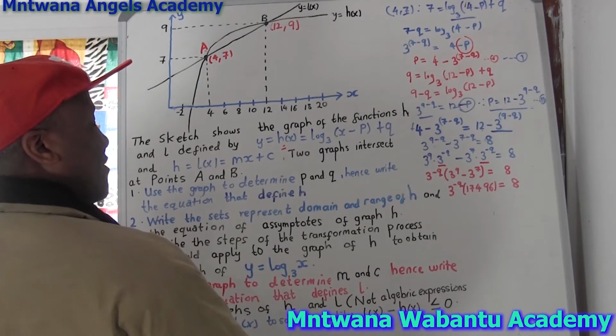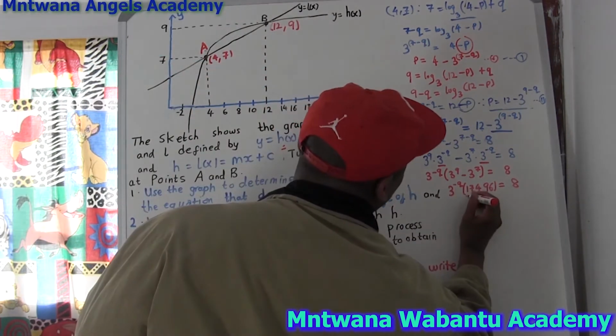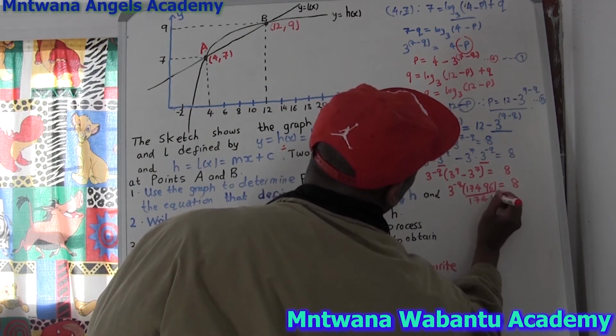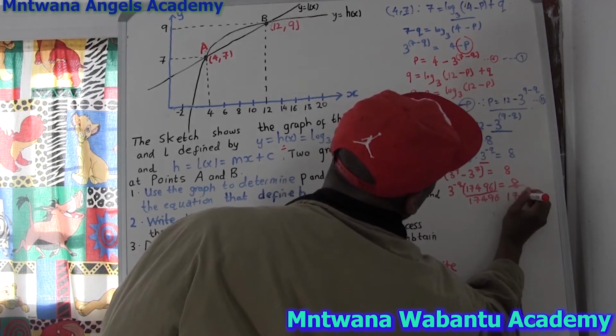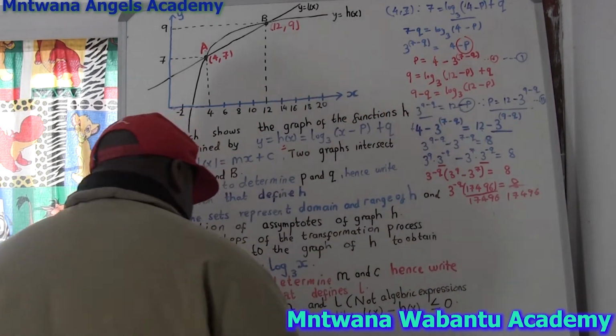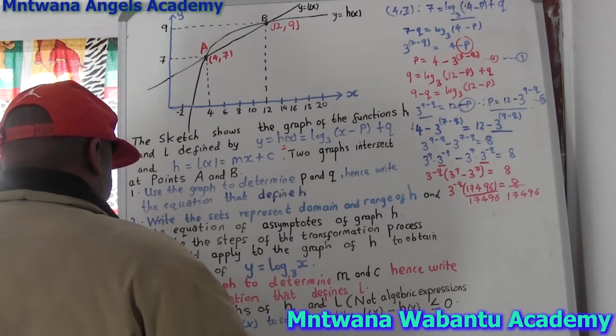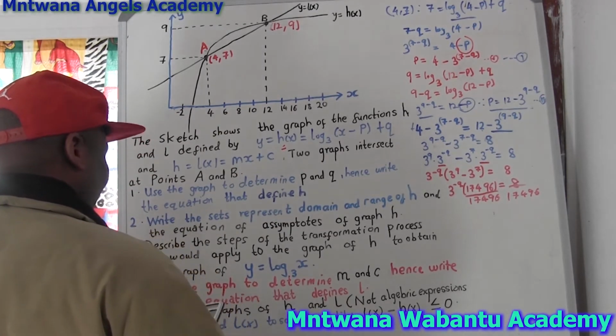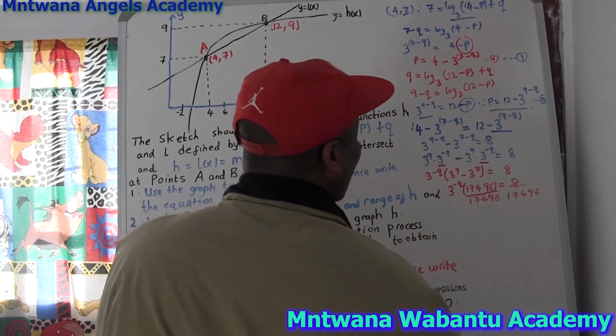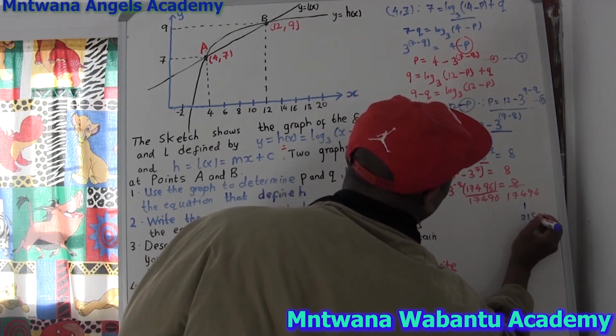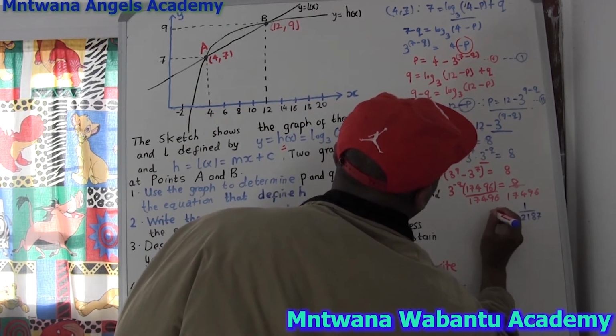Since you want to get this, I'll divide by that. I can divide throughout, so you divide by 17496. So 8 divided by that answer, and this is going to give us 1 over 2187. So this is going to give us 1 over 2187, and then equal to 3 power negative q.